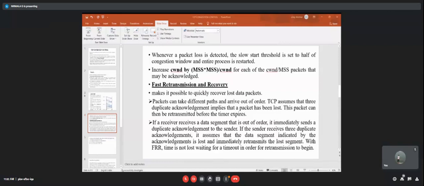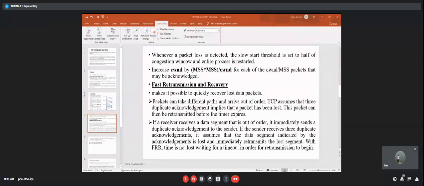So this congestion window and flow control window play a major role in the TCP congestion control mechanism. Okay, so slow start mechanism, fast retransmit, and recovery are the different congestion control mechanisms used with TCP. So what is fast retransmit? Fast retransmit and recovery.